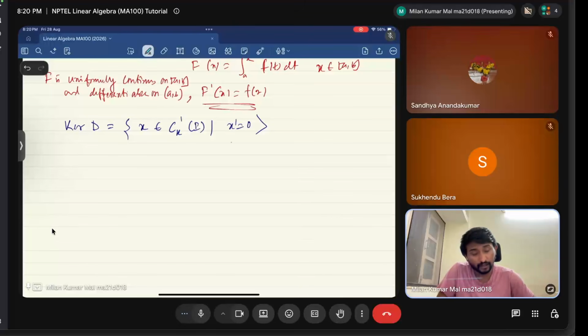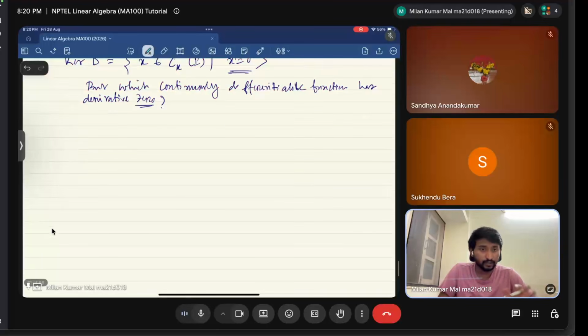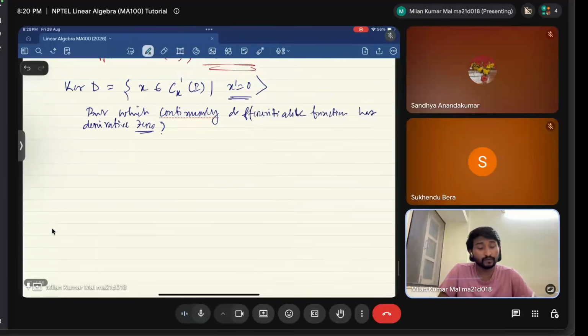But here is the interesting fact. The question is, the derivative is identically 0. Which continuously differentiable function has derivative 0? Always constant, right? Why? Here I will use the mean value theorem. What does the mean value theorem say?